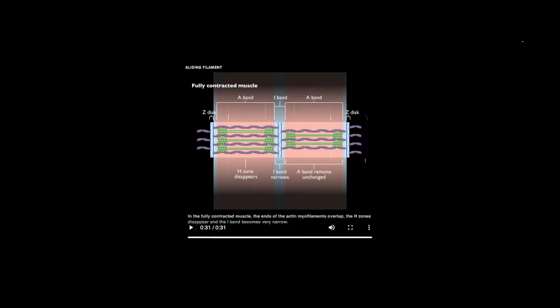So this is the structure of a sarcomere, which I talked about before. And now I want to continue this part. This is the close-up look of the neuromuscular junction.